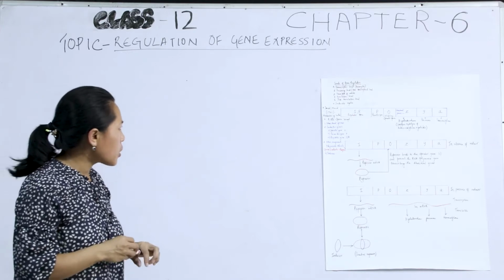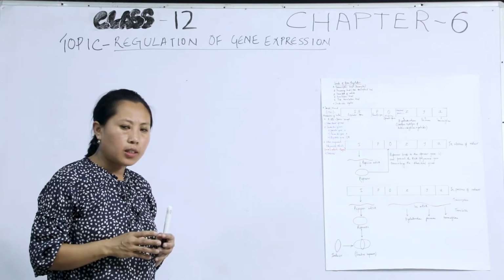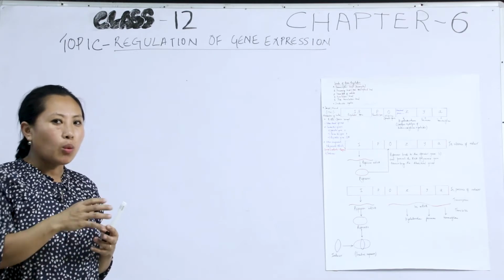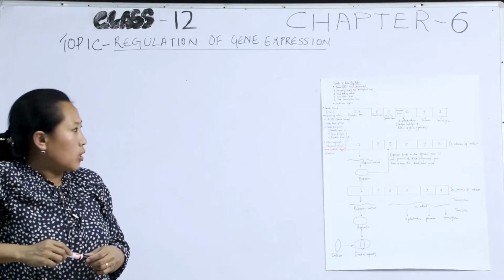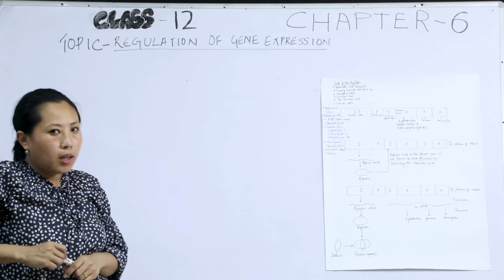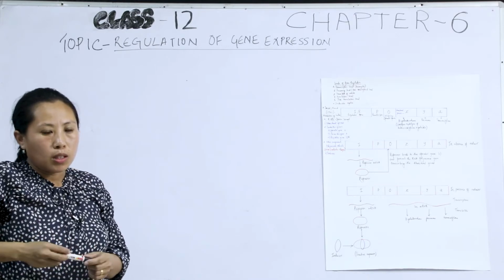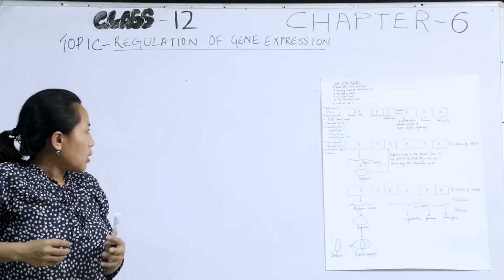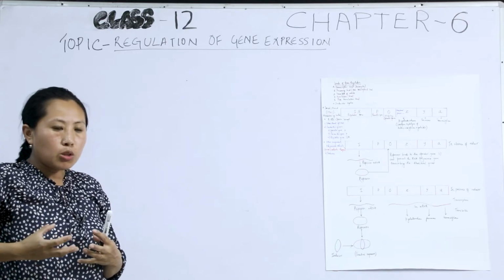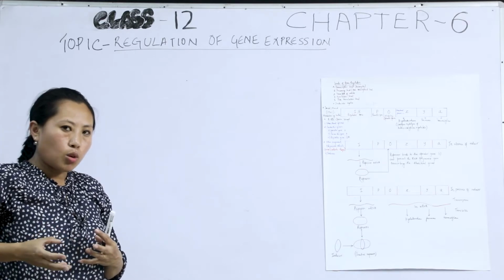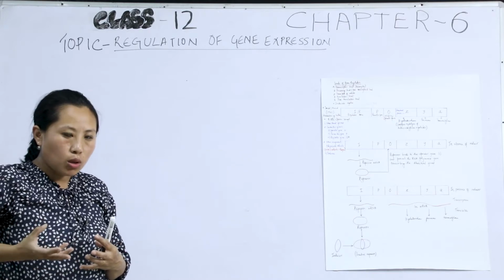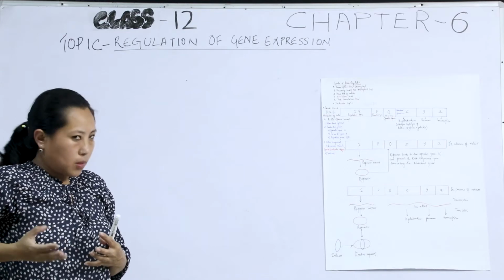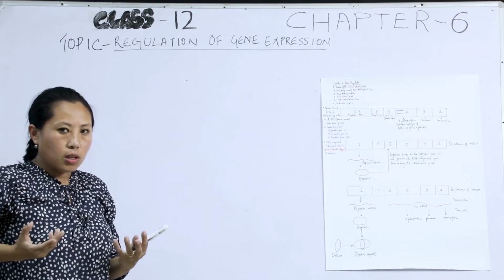Jacob and Monod in 1961, while studying the metabolism of lactose in E. coli, proposed the operon concept, which is also known as the lac operon. This lac operon is an example of an inducible system, where the presence of an inducer results in the switching on of the genes, while when the demand is fulfilled, the genes are switched off again.